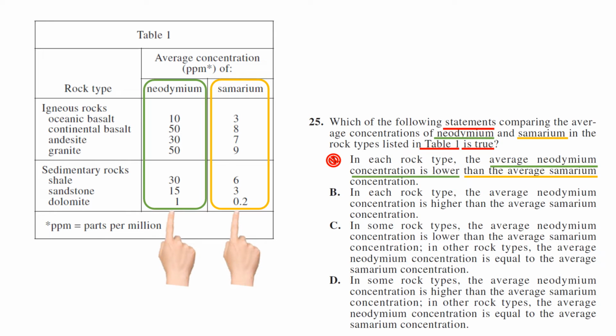So A is wrong. Choice B, the average neodymium is higher. So are these numbers always higher? And they are. So your answer has to be B.